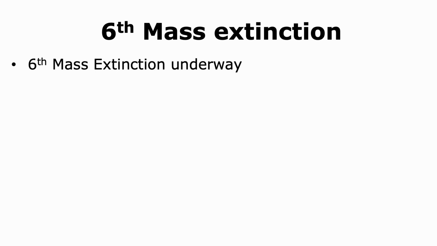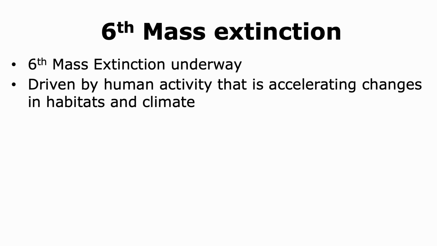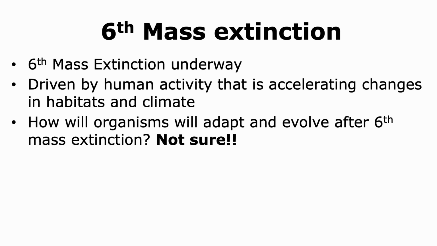The Earth has already gone through 5 mass extinctions that we know of, and each time it was able to recover in its biodiversity. There is a 6th mass extinction underway, and a lot of evidence shows that this is driven by human activity. Human activity is accelerating changes in habitats and climate at an unprecedented rate. How organisms will adapt and evolve once the 6th mass extinction occurs is not clear.